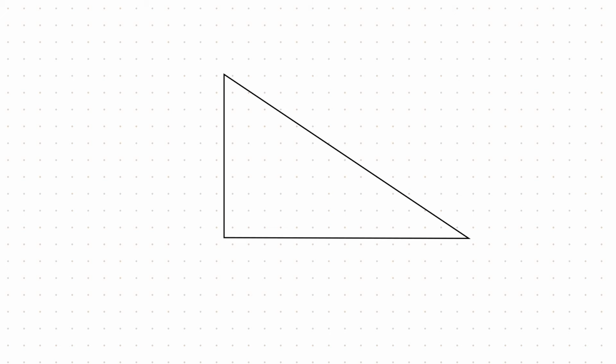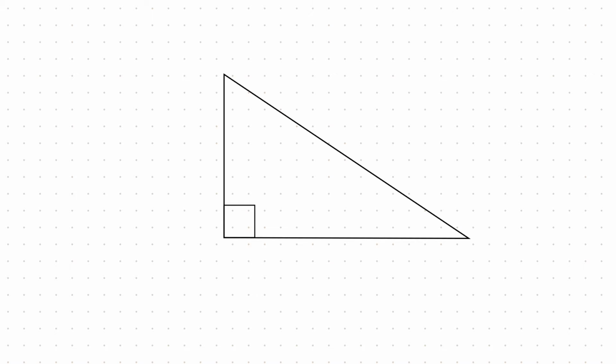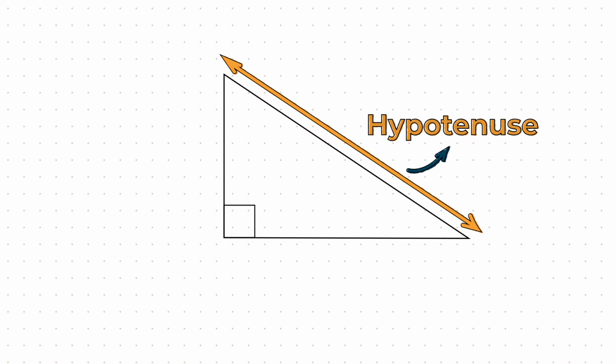There are two terms here that may be a bit unfamiliar. Firstly, what is a right-angled triangle? Well, just as the name suggests, it's a triangle in which one of the three corners is a right angle, or equal to 90 degrees. A right angle is a 90-degree angle. Next, what is a hypotenuse? Well, a triangle has three sides. The hypotenuse is the longest side of a right-angled triangle.